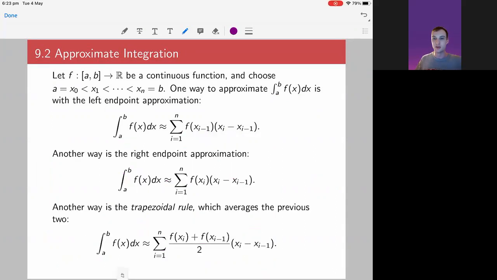Of course, you can do the same thing for the right endpoint approximations as well. And another way which provides the average of the two, this is when you don't necessarily choose the height of your rectangle to be the height of any particular point. The thing is that you choose the heights of your rectangles to be exactly halfway between the height of the left point and the height of the rightmost point. And this is referred to as the trapezoidal rule for approximate integration.